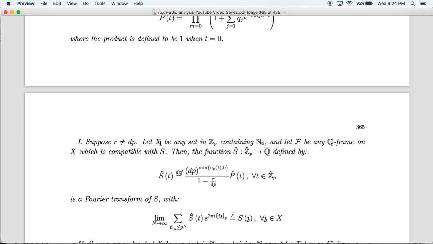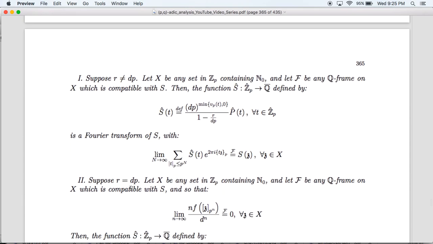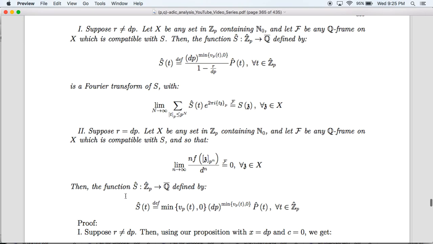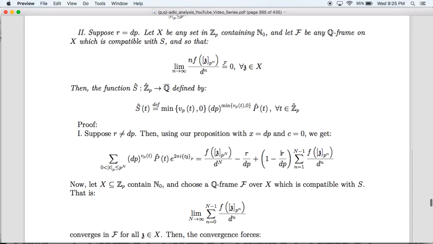Then the function s hat from Z_p hat to Q bar, defined by s hat of t equals this guy, is a Fourier transform of s, and the limit is going to be equal to the sum. And suppose r equals d_p, and so on. And then for our frame, we just need that this condition occurs. Then the function s hat from Z_p hat to Q bar, defined by this guy, is going to be our Fourier transform. So we are going to use our proposition with X equals d_p and c equals 0.